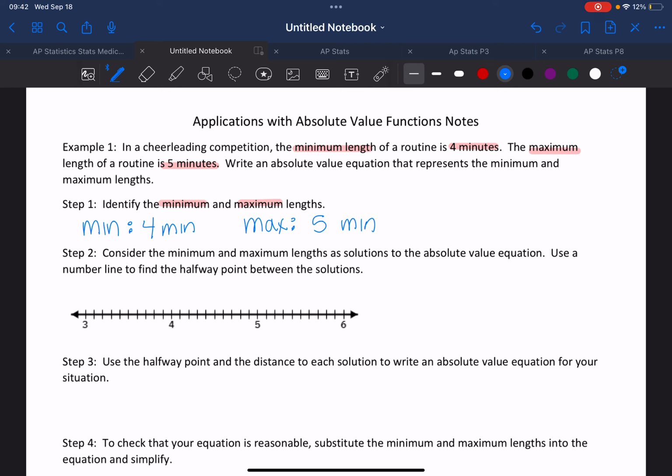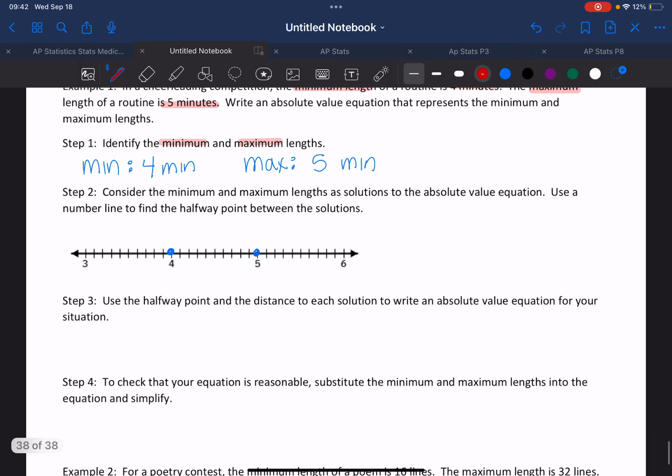So we are going to plot the minimum value of 4, and then we're going to plot the maximum value of 5. So if we were to find the middle of that, the middle of 4 and 5 would be 4.5. So using that middle point and the distance to each solution, write an absolute value equation for your situation.